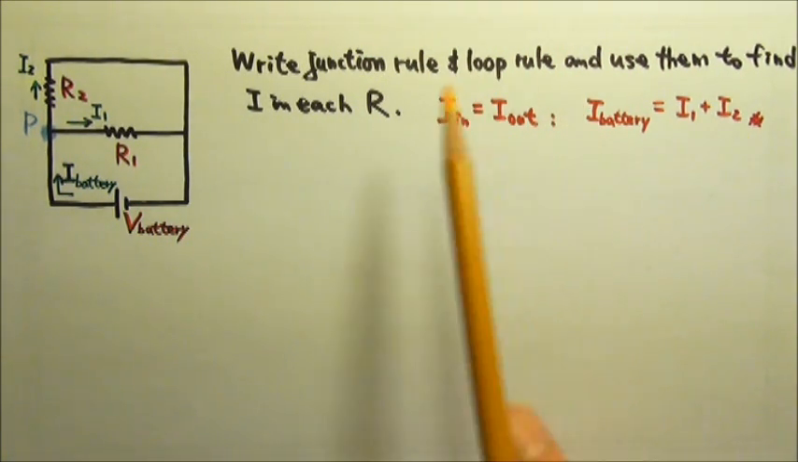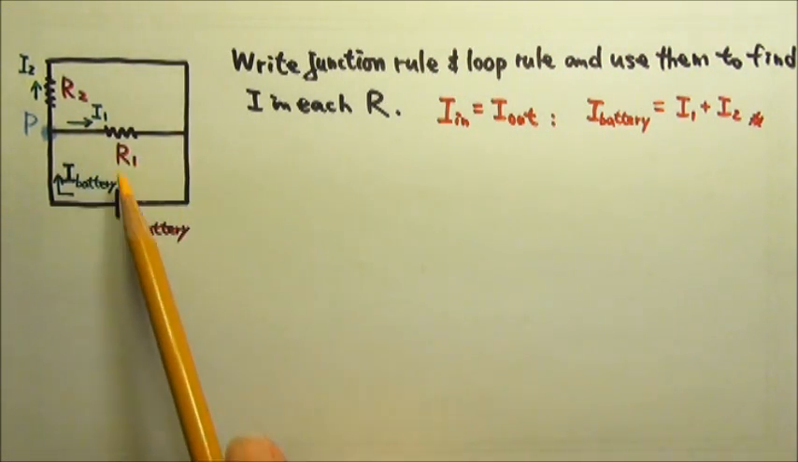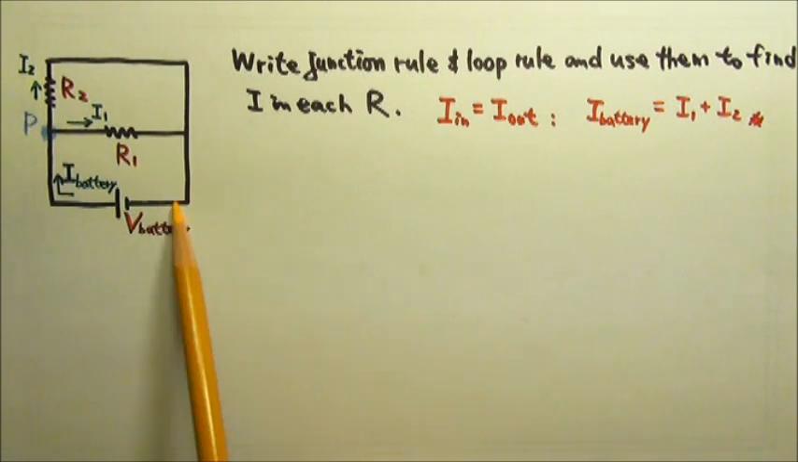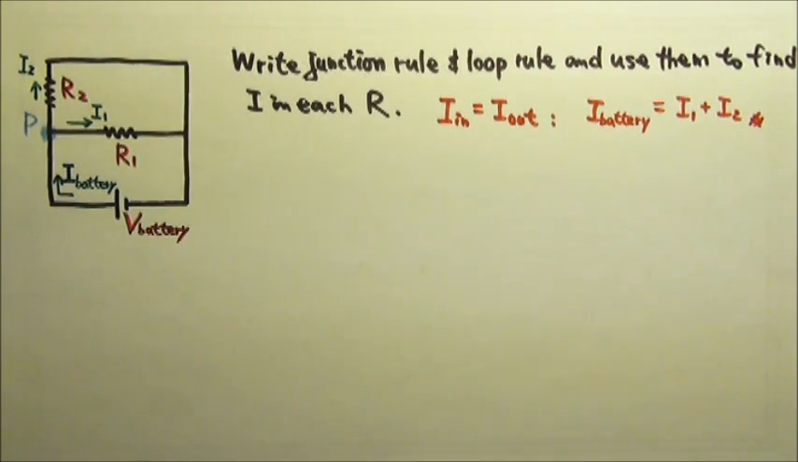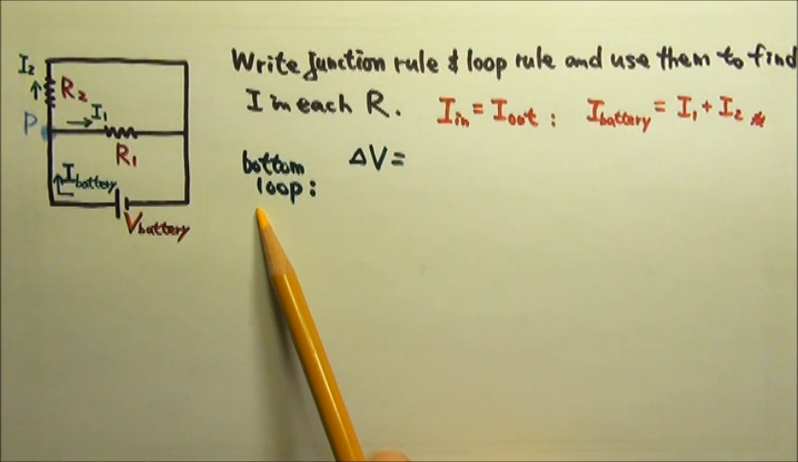For loop rule, we have two loops to write for. Actually, we have three loops: the top loop, the bottom loop, and the big loop. But we only need to write loop rule for any two of the three loops, because the third one can be obtained by combining the other two. I will start with the loop rule equation for the bottom loop.